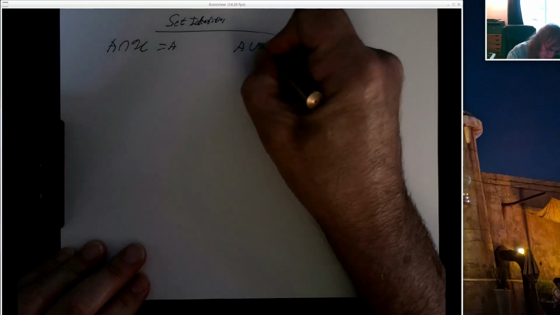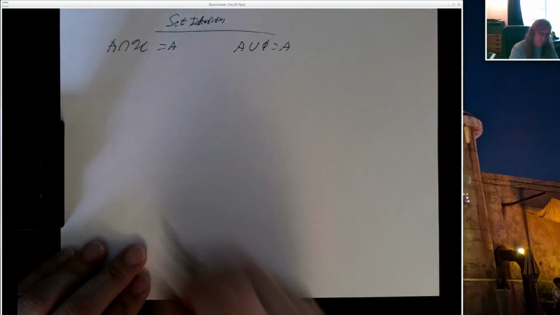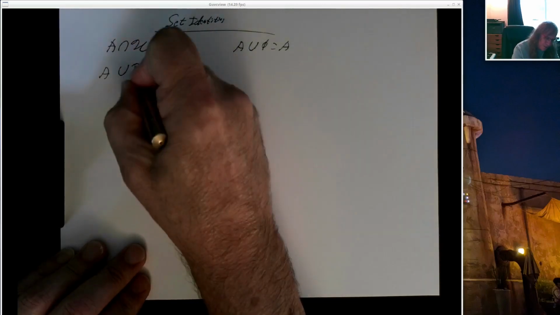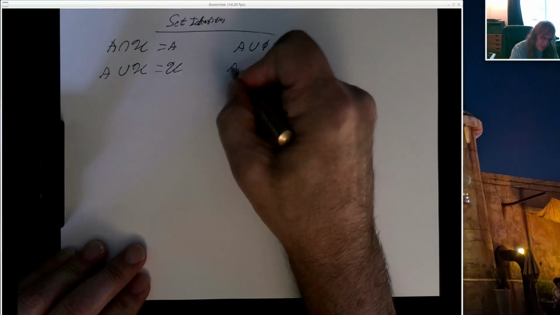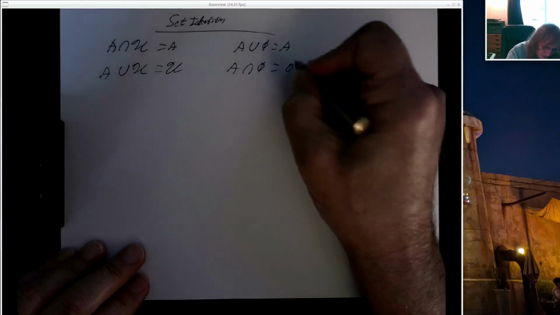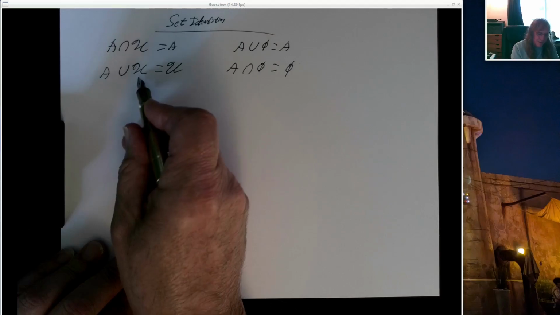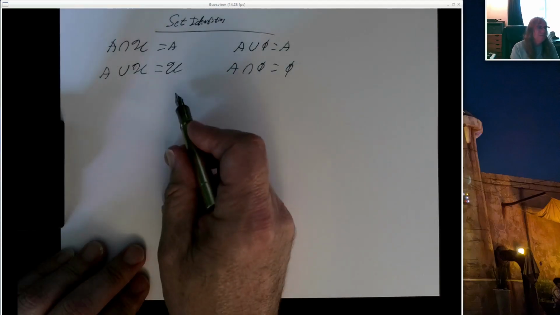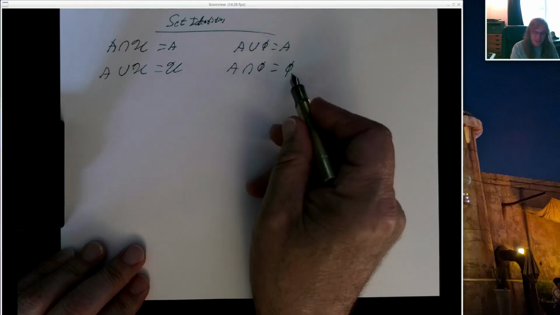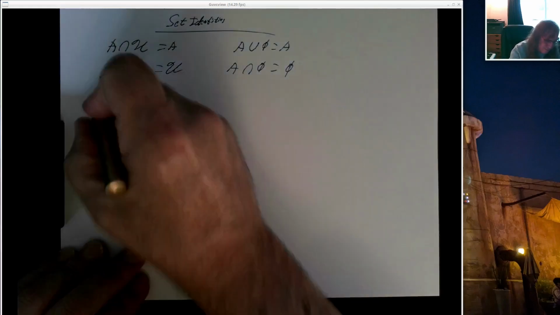If we take A and we union it with the empty set, we also get A. If we take A and we union with the universe, we get the universe. And if we take A and we intersect it with the empty set, we get the empty set. Okay, so why is this? Take everything that's in A or in the universe, that's the whole universe. Over here, take everything that's in A and also in this empty set. Well, there's nothing that's in both because there's nothing in the empty set. So that's the empty set.